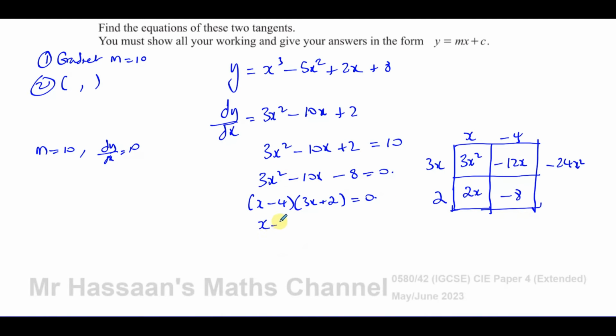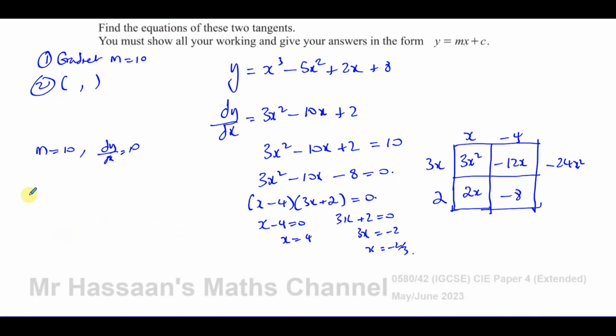So x minus 4 equals 0 is one possible solution, and 3x plus 2 equals 0 is the other possible solution. If these two products give you 0, that means x equals 4 and 3x equals minus 2, so x equals minus 2/3. So those are the x coordinates of the points where the gradient is 10, but we also need the y coordinates, because we need the points on the line.